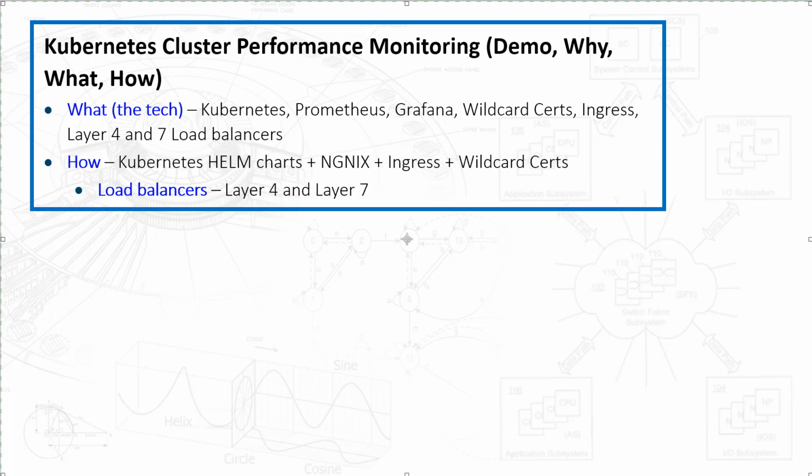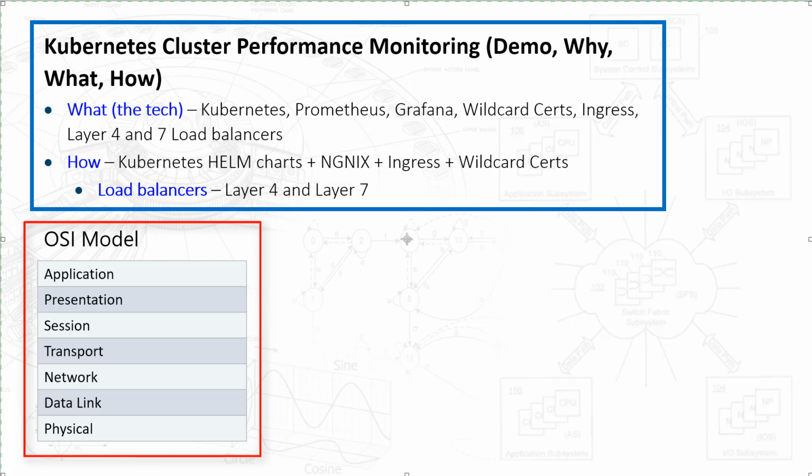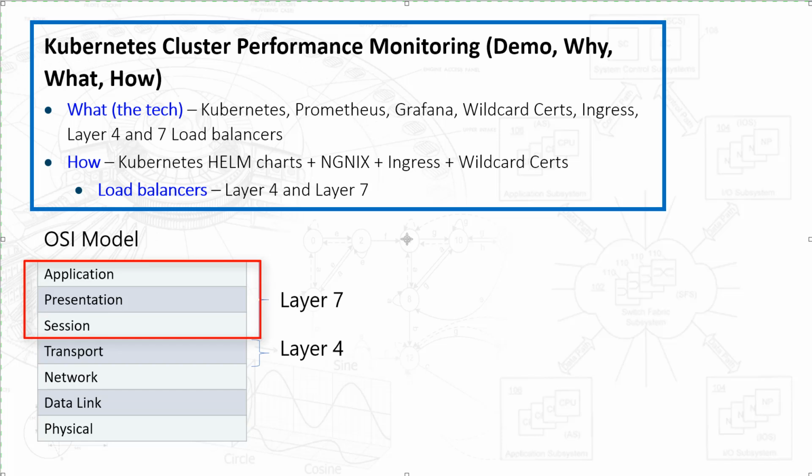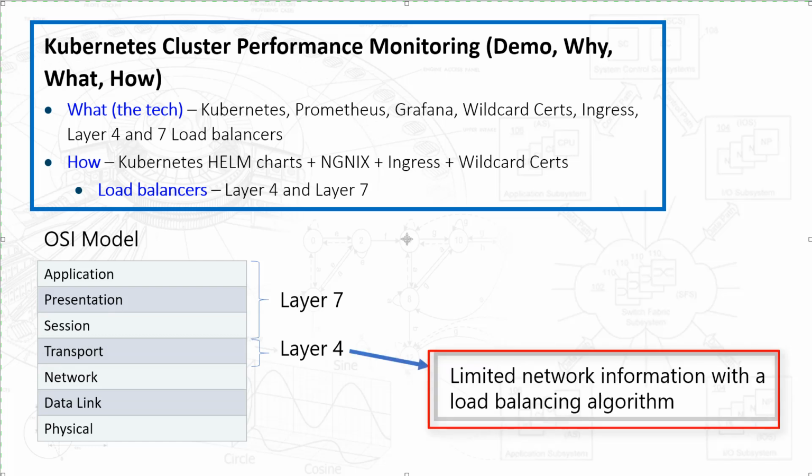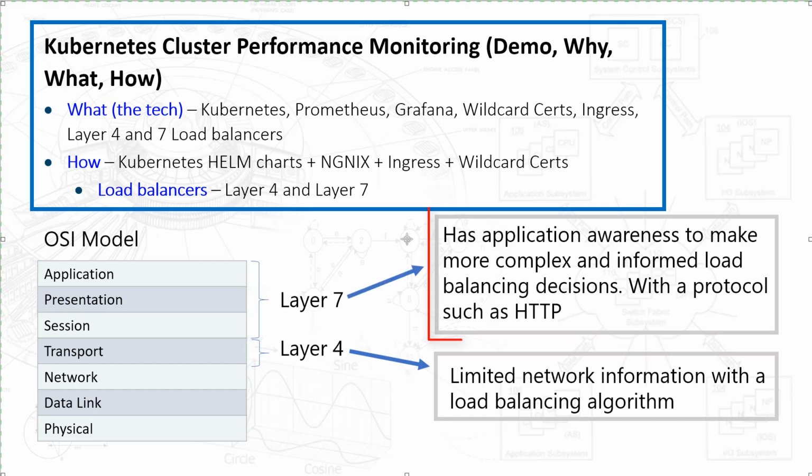Let's quickly discuss layer 4 and layer 7 load balancers. You'll notice the OSI model here breaks down the different layers, 7 of them. The top 3 represent layer 7 and the lower one below layer 7 is layer 4. Layer 4 has limited network information, so the load balancing algorithm is usually quite simple, usually a round robin. Layer 7 has application awareness, so it can inspect HTTP headers, it can look at the payload, it can simply make better decisions based on the actual network traffic in terms of how it should be routed or load balanced.